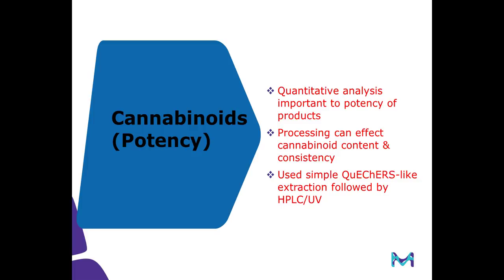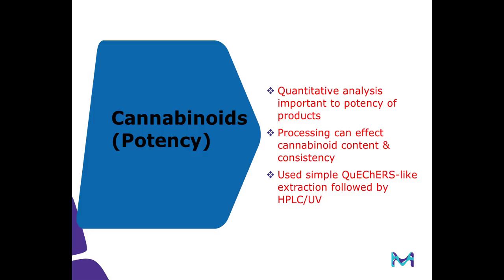So moving from pesticides into potency testing, this is probably the number one test that is done because we need to know what the content of the major cannabinoids are in the products that we're selling to consumers. Quantitative analysis is extremely important.